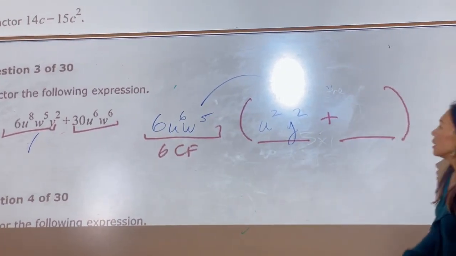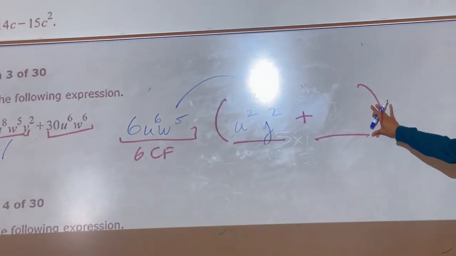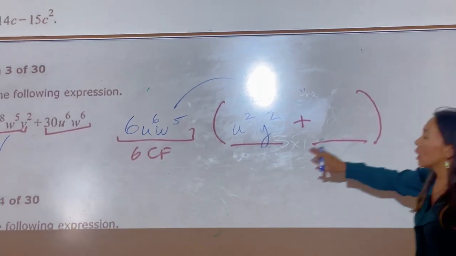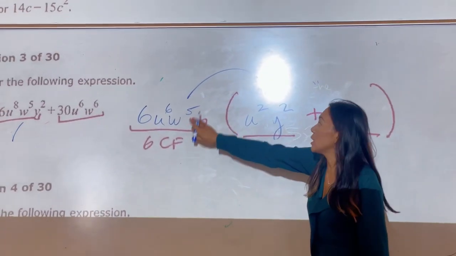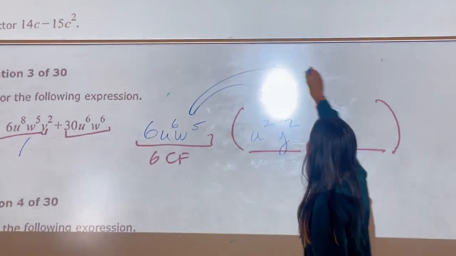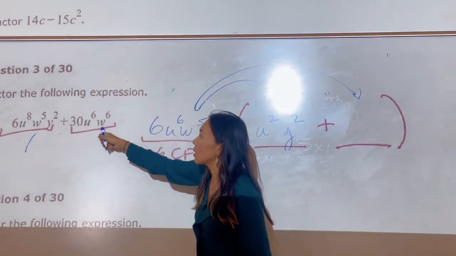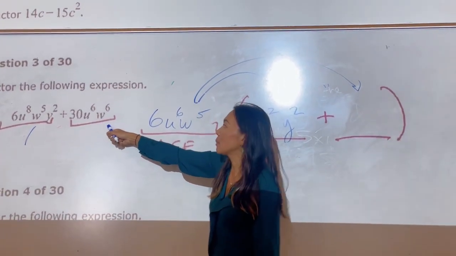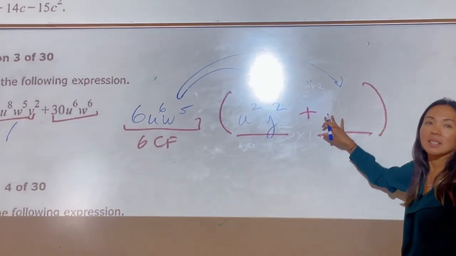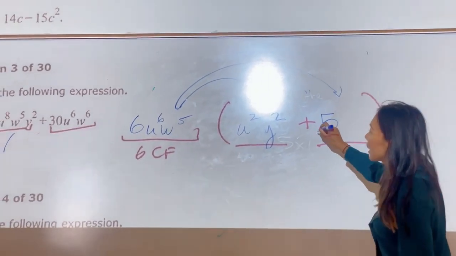Right. Last but not least, the second blank. To go from the GCF, I need to multiply by something to get me this 30u to the 6 w to the 6. What do I need to multiply by? 5w. 5. Okay. How about u's?